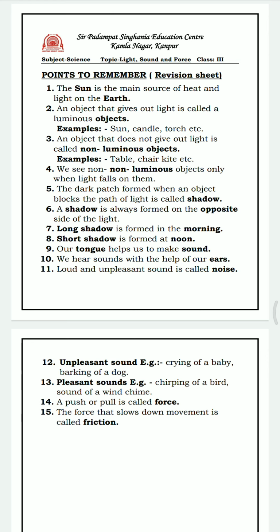So what is a noise? A loud and unpleasant sound is called noise. Okay. So examples of the unpleasant sounds are crying of a baby, barking of a dog. Okay. These are the examples of the unpleasant sound. The sound which you don't like to hear. And the pleasant sound, examples of the pleasant sounds are chirping of a bird. Okay. Sound of a wind chime. These are the examples of the pleasant sound.